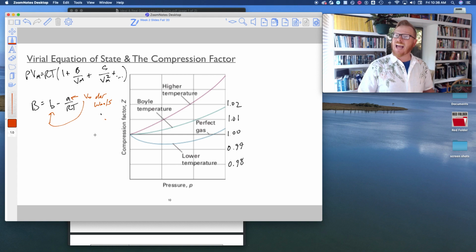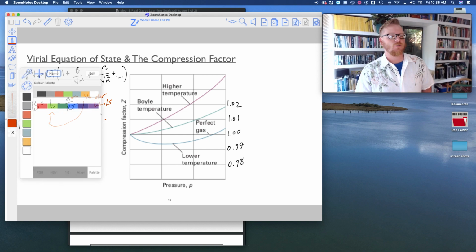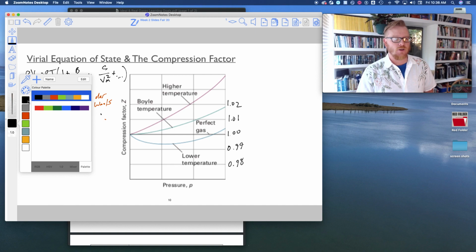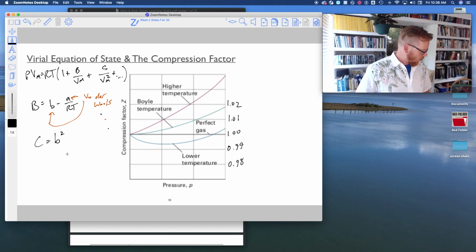Okay, so we can calculate these B terms. So these are specific for a gas, right? Because it depends on what type of intermolecular forces they have available. And the C term up here is equal to b squared. And yes, that's the same b as in the van der Waals coefficient.